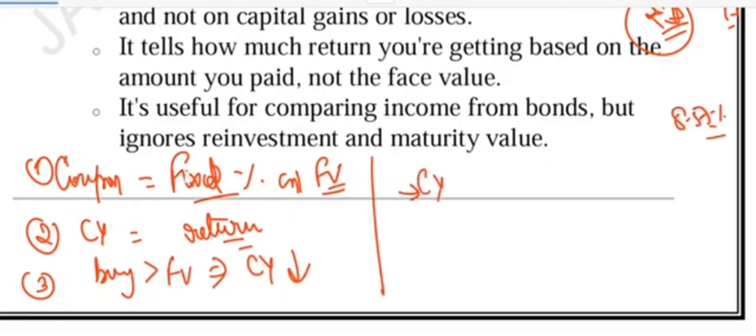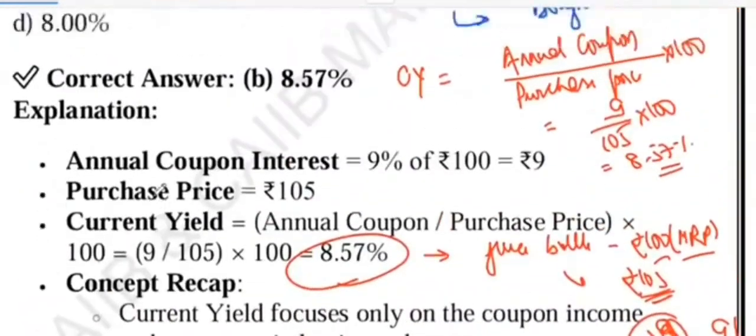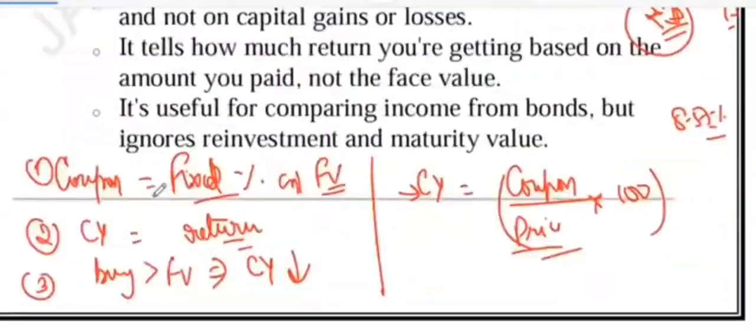And what is the formula for current yield? It is quite simple. In the numerator, you write the coupon. In the denominator, you write the price you have paid and multiply it by 100. That is the formula for current yield. And you should ignore any kind of capital gain or capital loss or maturity value. That is how you calculate the current yield on a bond in the simplest way. I hope it is clear now. If any question is asked related to current yield, you can easily answer.